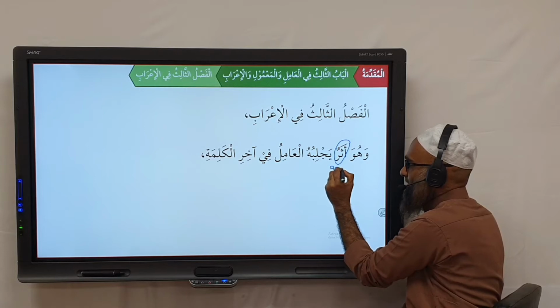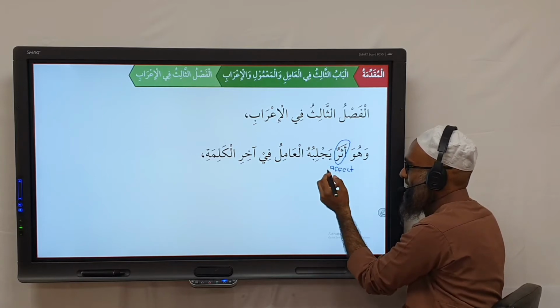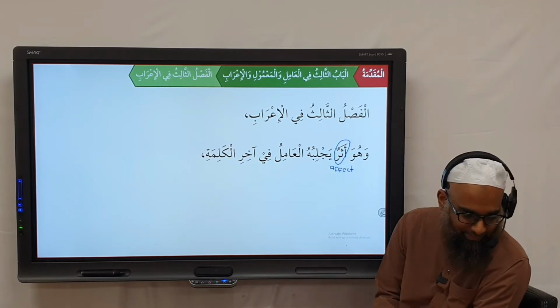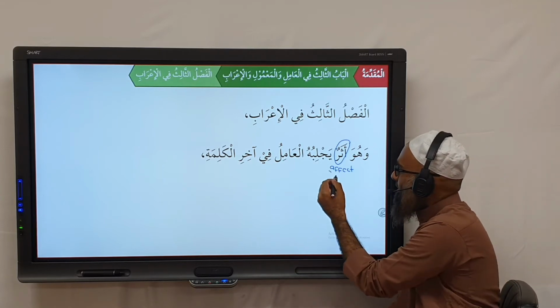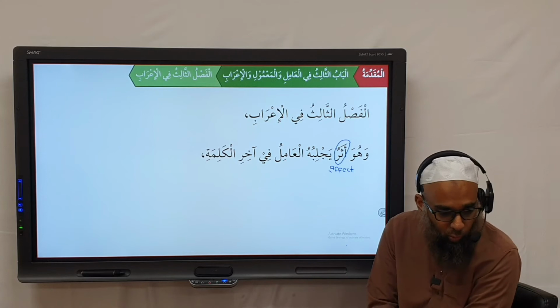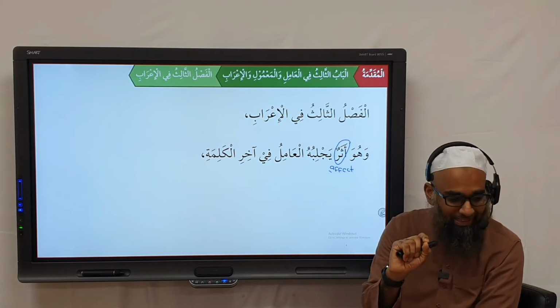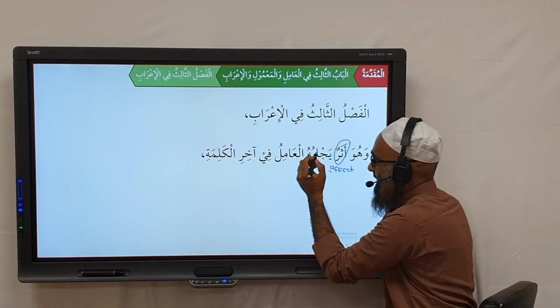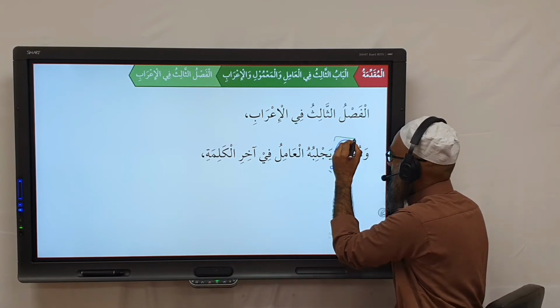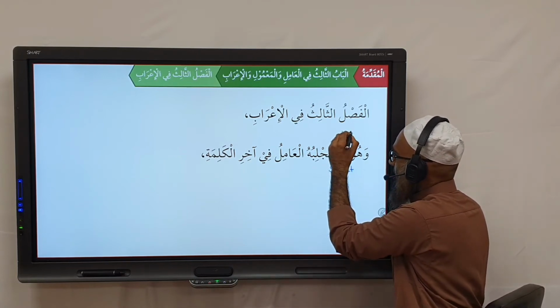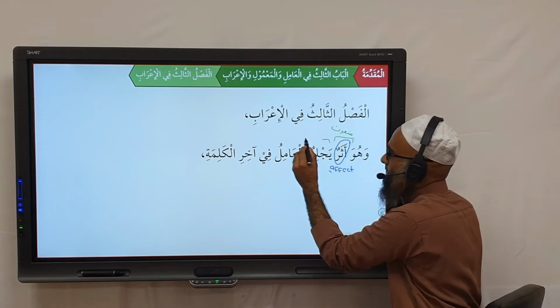Affect or effect. Which one is a verb? This is a noun. Is it A or E? One of those things. Principle, principal, affect, effect. So whichever one it is, the effect يجلبه العامل في آخر الكلمة is an effect. And now remember, when you have a nakira word followed by a sentence, this becomes the man'ut and this becomes the na't.